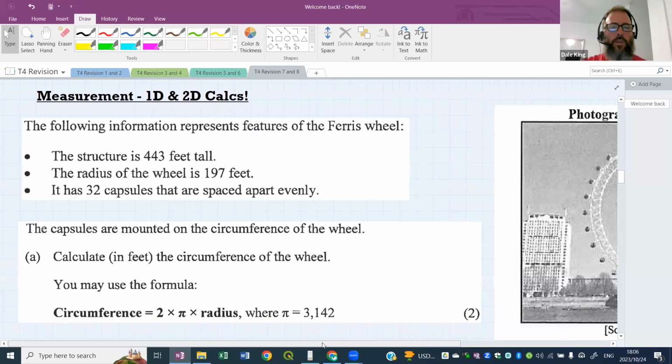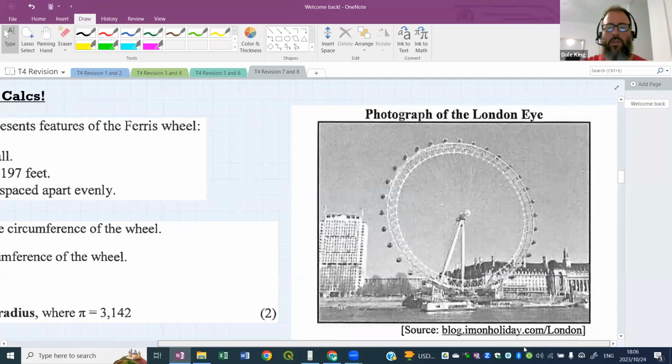All right, so there's information that we have here underneath, 3 points that we're looking at. It says the structure is 443 feet tall, the whole structure. The radius of the wheel is 197 feet, and it has 32 capsules that are spaced apart evenly. So there is the wheel, and you can see the little capsules. These little dots around the wheel are capsules, and people can stand in there and look out over the whole of London as that wheel turns around.